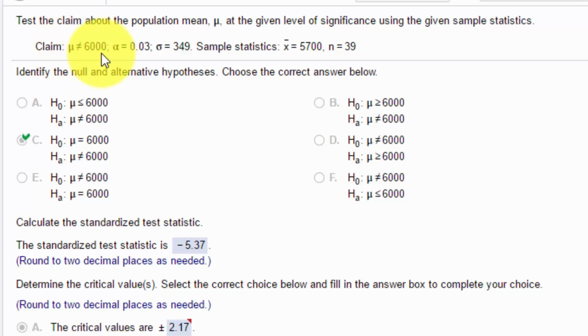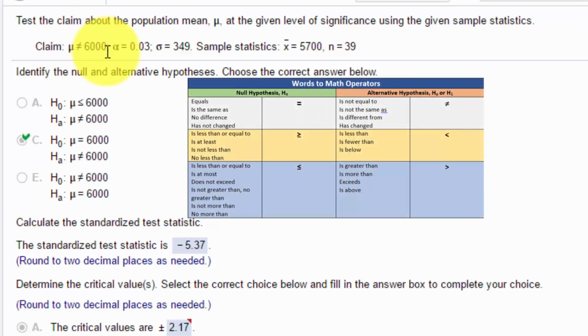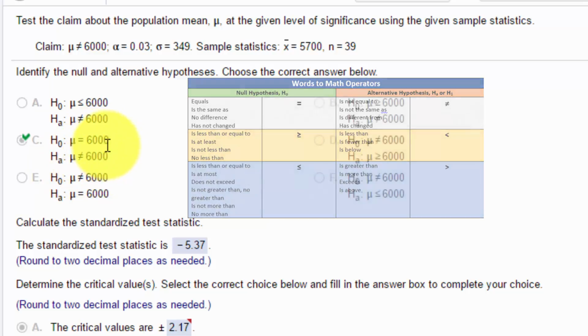So since this is an inequality, that tells us the claim has to be the alternative. The null is always the complement of the claim. So if this claim contains the inequality, going back to the graphics I posted, the corresponding operator for the null becomes the equality. So looking through these six options, we find here is the null containing the equality and the alternative the inequality, so that is the right answer.